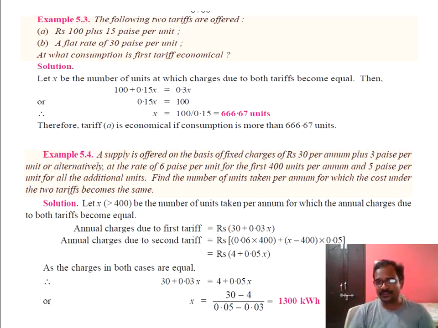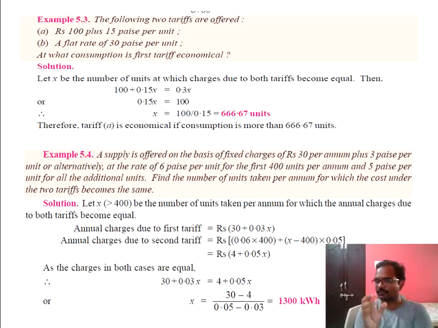For the remaining units, they are charging at 5 paise per unit. So now we have to calculate at what consumption both the tariffs will be equal. Find the number of units taken per annum for which the cost under the two tariffs becomes the same. Both the tariffs will be equal.